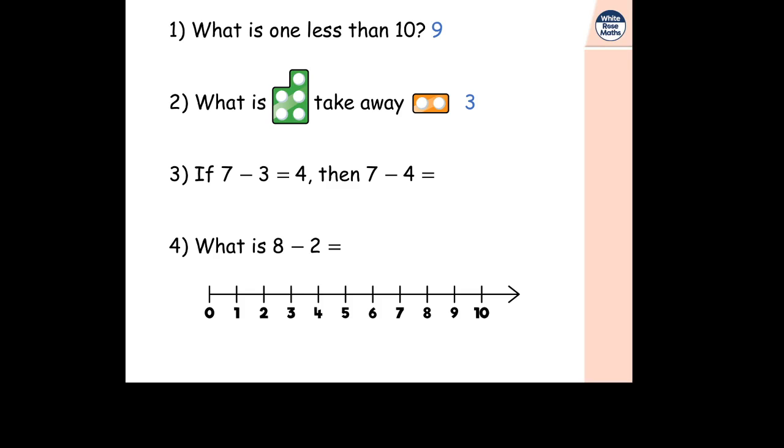So then, if 7 take away 3 equals 4, 7 take away 4 equals what? We can use our number bonds for this, our triangular numbers that we've been doing in class, and the answer is 3. You're using the same numbers, you're just rearranging the number sentence. And then what is 8 take away 2? So you need to find 8 on the number line, because that's the number we're starting with, and we're taking away 2, so we're going 2 jumps backwards. 1 jump, 2 jump. Remember to count the jumps, not the numbers. So the answer is 6.